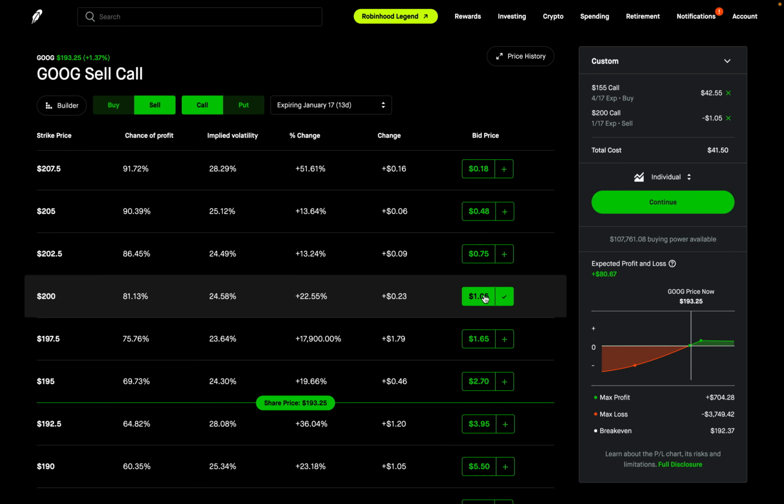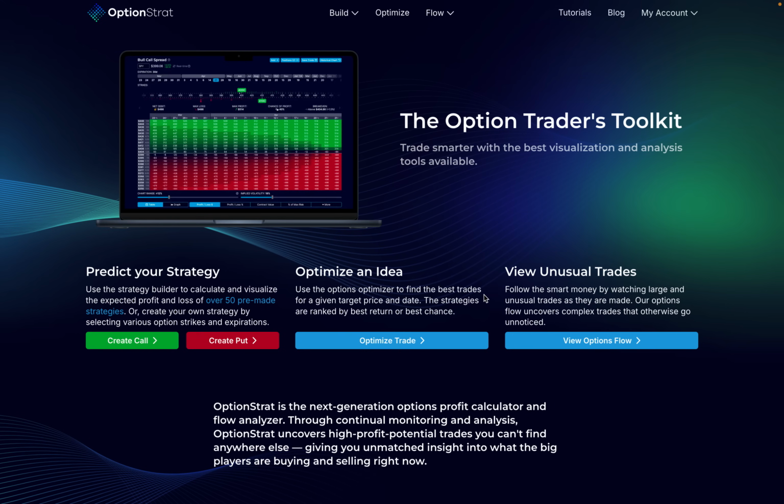So let's actually go over to OptionStrat to visualize what this trade looks like and talk a little bit more about a couple of different things. So let's head on over to OptionStrat.